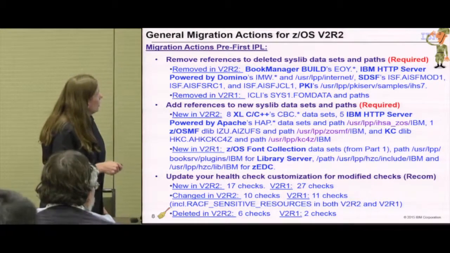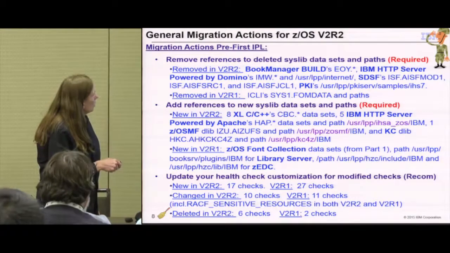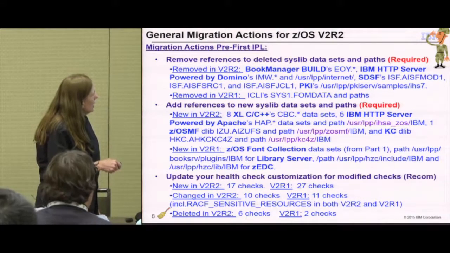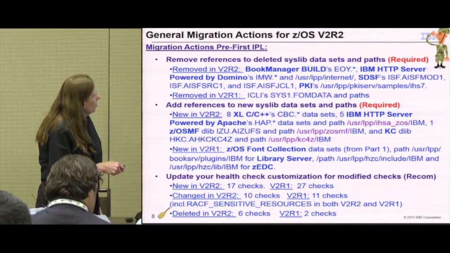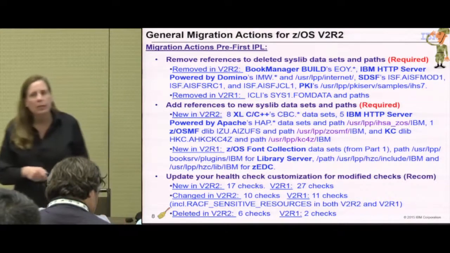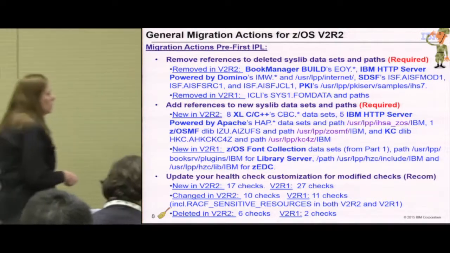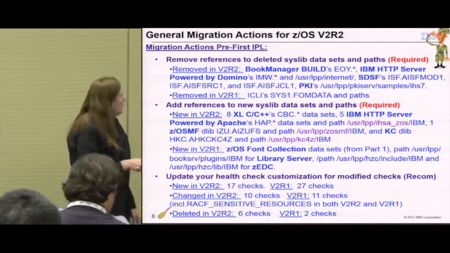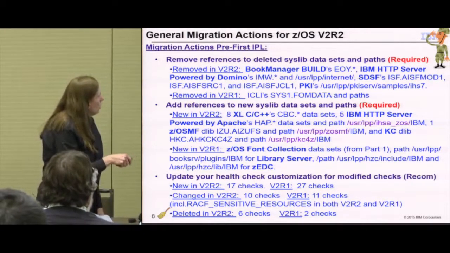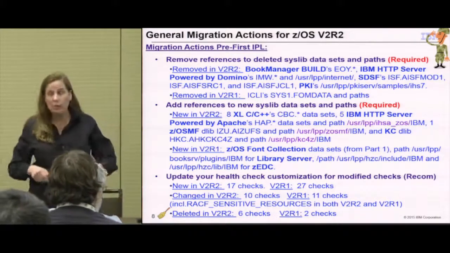The KC for Z, its characters are HKC, and its path name you're going to see is called user LPP KC4Z. That's the new knowledge center for Z functions that you see. Okay. And let's move down to the last one for health check customization.